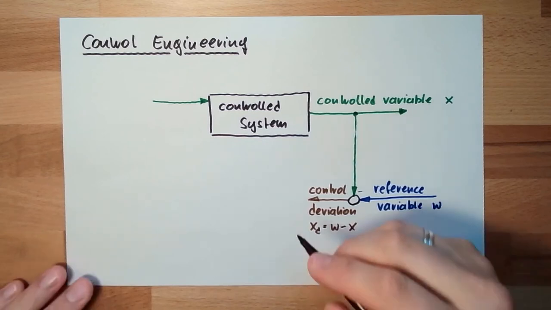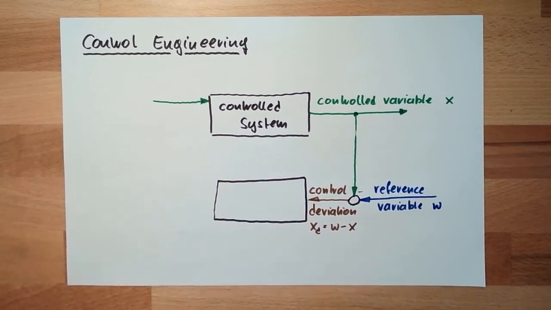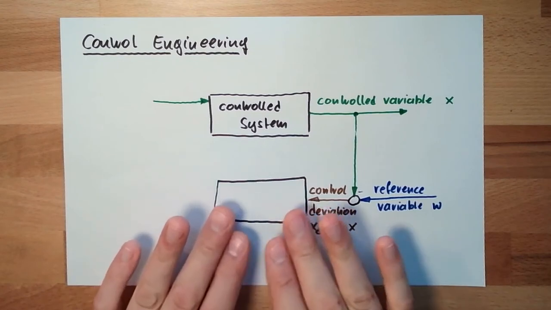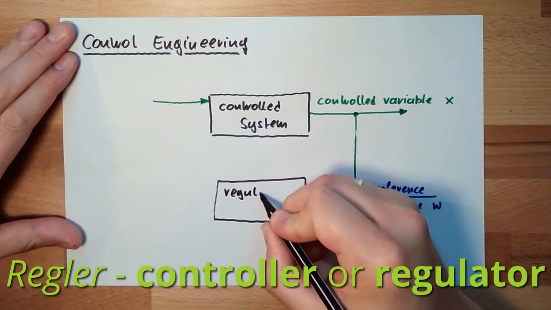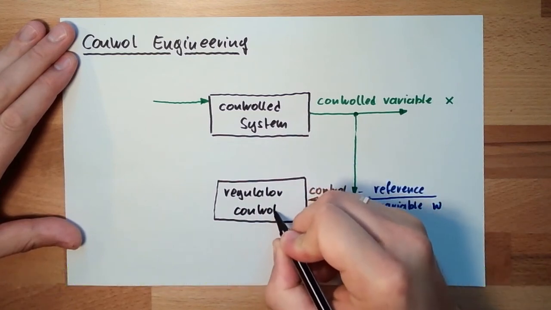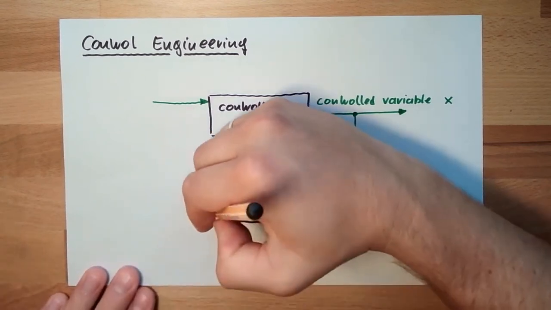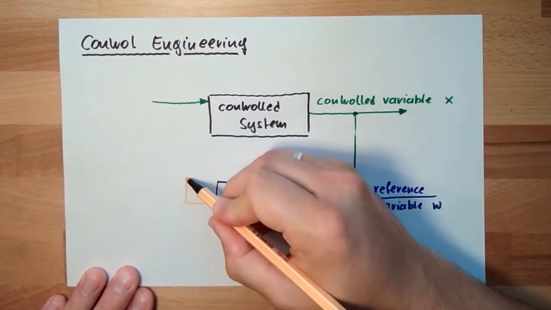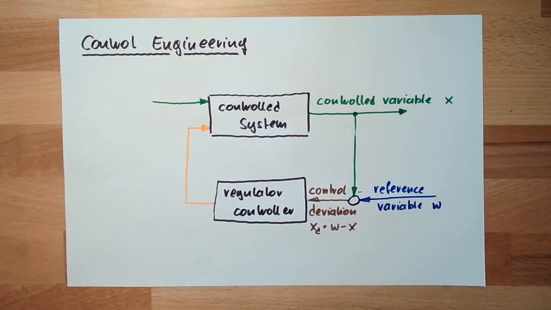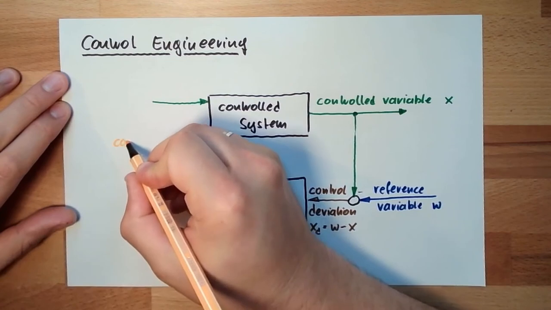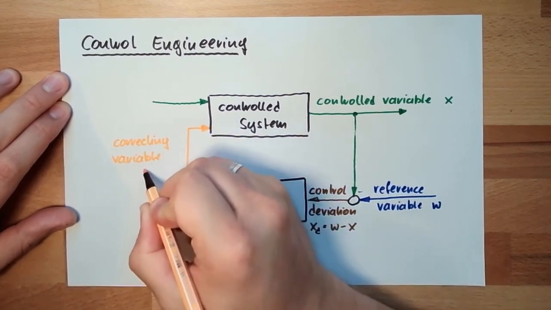Here, I have another block. That's actually the thing which is reacting on this deviation. That's the so-called controller or regulator. Regler in German. Regulator or controller. And the output of this controller is yet another variable, which is influencing the control system. This variable is called the correcting variable, usually Y.